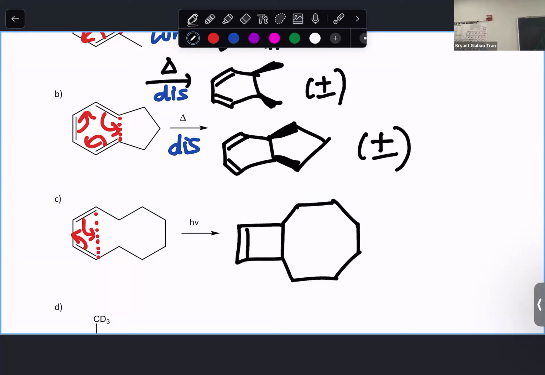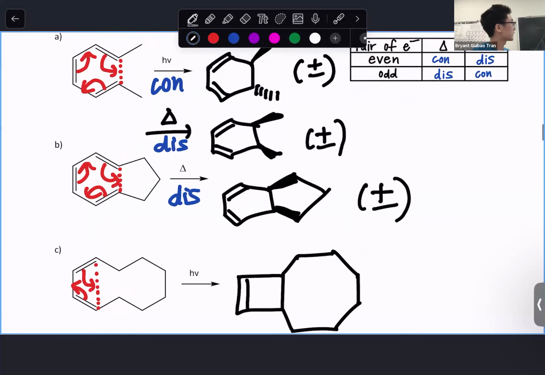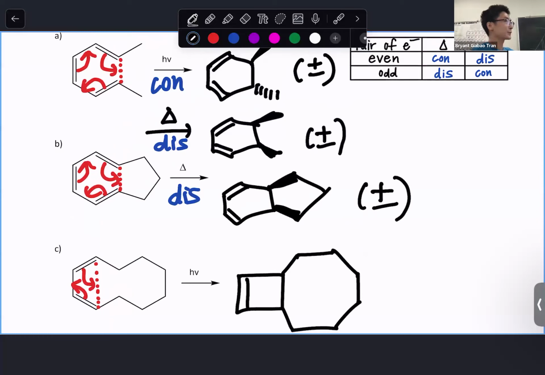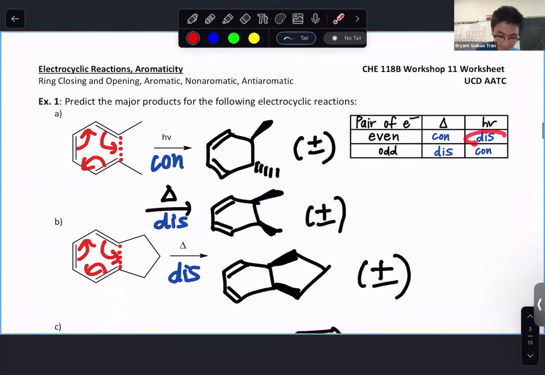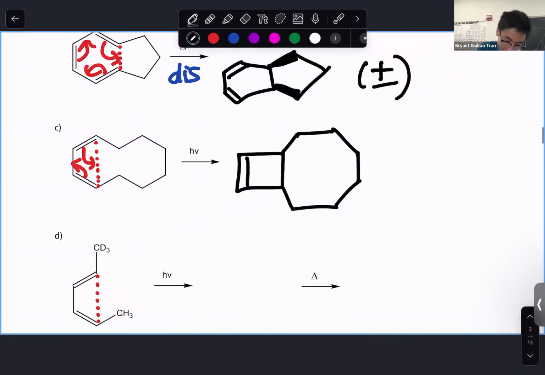Where these 2 carbons here are going to open up to these 2 carbons right here. But now we don't know if these bonds are wedge or dashes. To figure that out, we have to do the thumb rule. How many pairs of electrons are moving in this reaction? 2 pairs, which is an even pair, and we are under light, which is disrotatory.